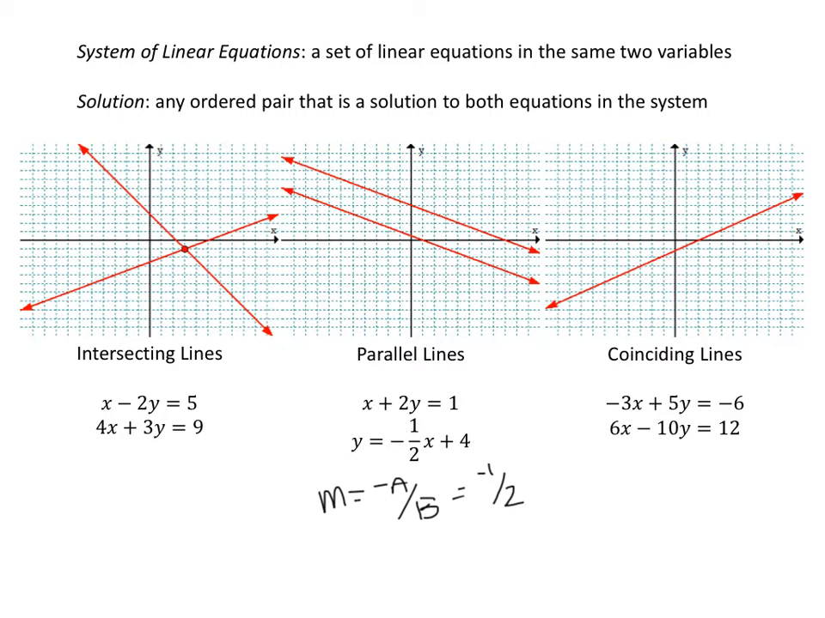And then the last system of equations is coinciding lines. What that means is that one line lies directly on top of the other. If you take a look at these 2 equations, I can take the first equation, I can multiply every term in this by -2, and if I do that, I'll get 6x minus 10y equals 12. So I have the exact same lines. Coinciding lines have infinitely many solutions.